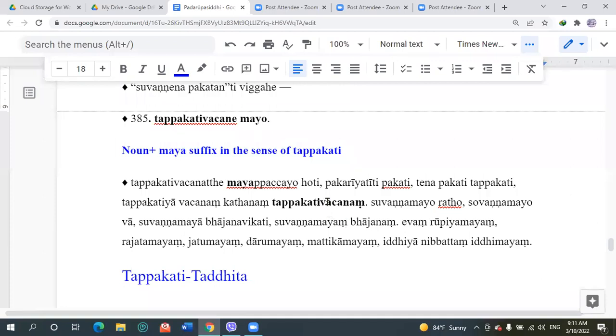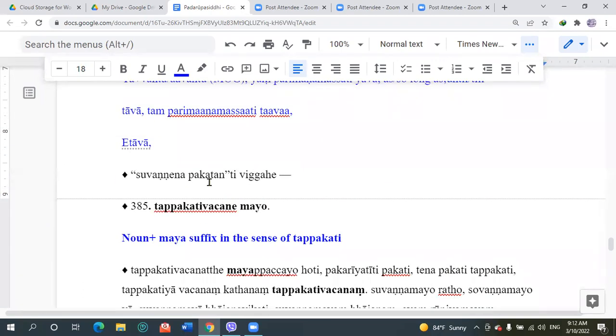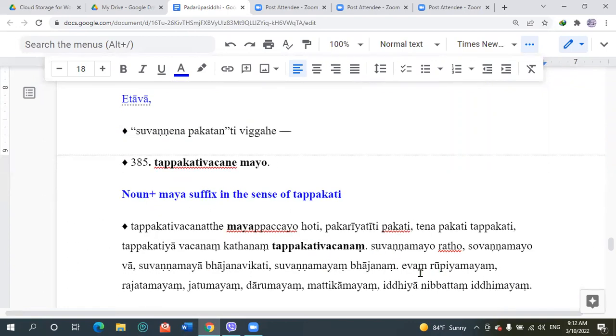Okay, Tapagadi, example: Suvanamayo Rato. Suvanamayo. Suvanamayo Rato. So its Vikha is here: Suvanena Pakatam, Suvanamayo. The Padarūpasiddhi defines only Pagati. He does not define Pagada. But in the Vikha, here it mentions Pagada. It says in the Pasadika, Pakata and Pakati are the same in this case.